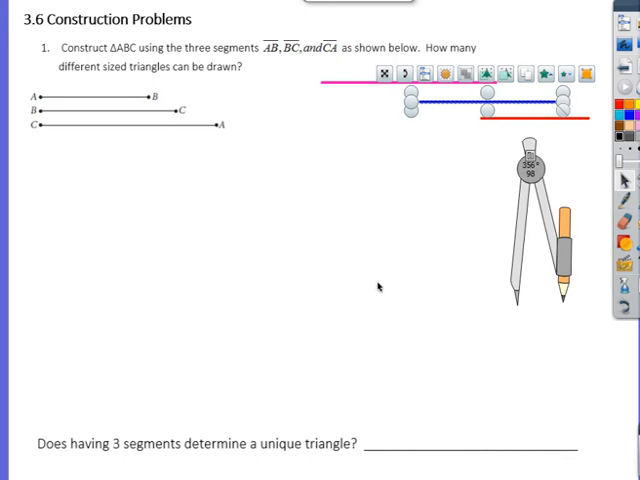We're going to do this in class, but I'm going to give 10 points extra credit for each one of these problems if you both are able to draw your AB, your BC, and your CA, reconstruct them into making them into a triangle, and then tell me, does having 3 segments determine a unique triangle? What that means is, can you make multiple triangles using these 3 segments? Or is there only one triangle that you can make? It's just going to look different depending on which sides you use for which length.